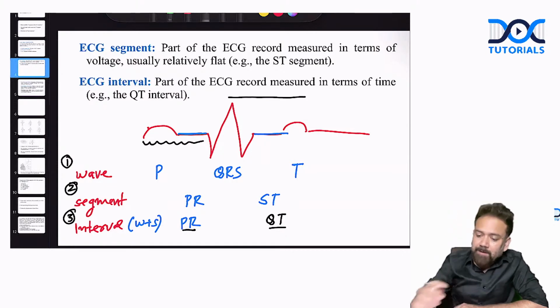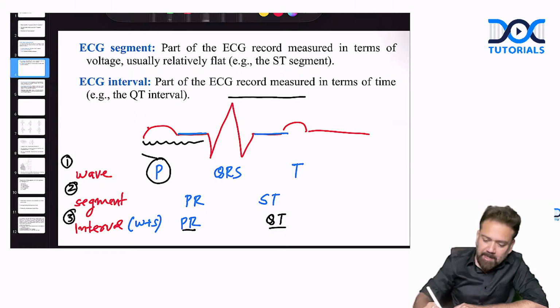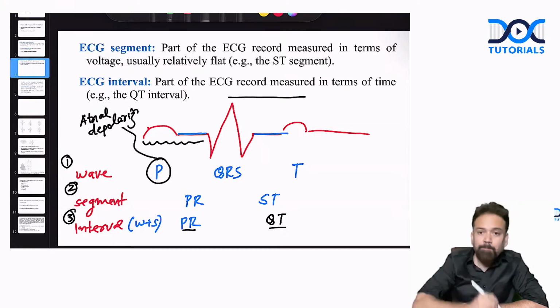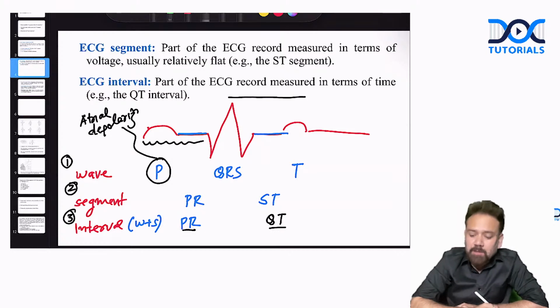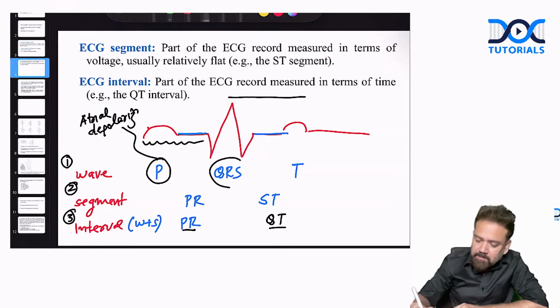Now, P wave usually represents what? It represents atrial depolarization. P wave represents atrial depolarization. QRS represents ventricular depolarization.